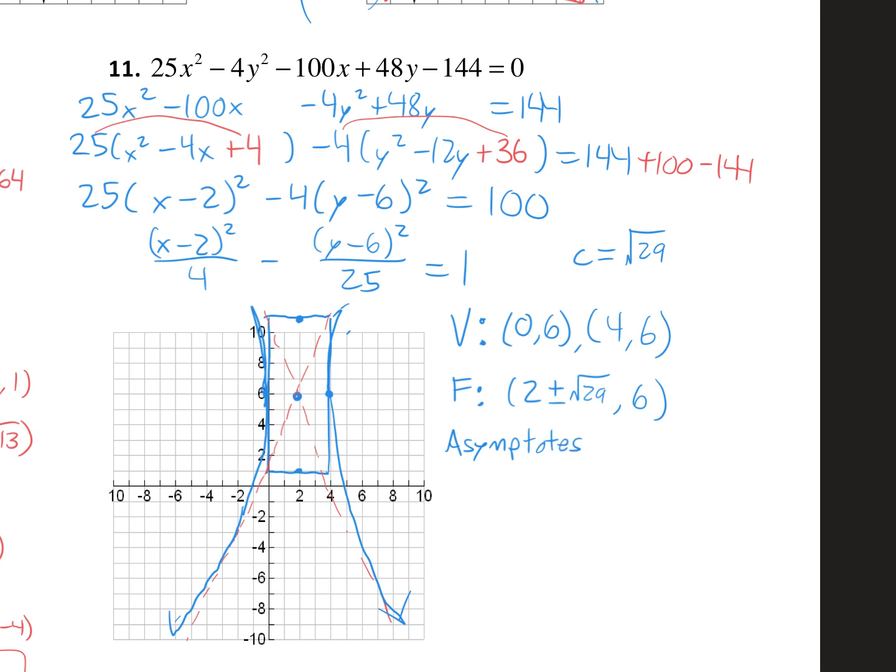Right, it looks like we could just do mx plus b. All right, so slope is 5 over 2, and the y-intercept for the one that's going up from left to right is 1. And then the other one's going to have the opposite slope, and that one looks like it hits the top left corner of the box, so that's at 11.